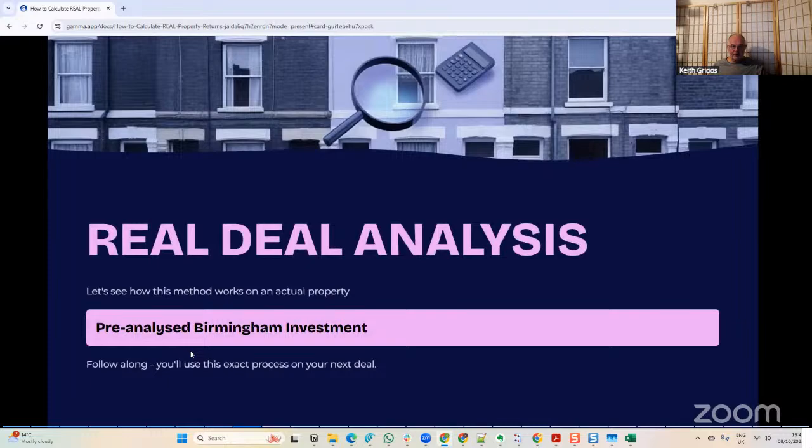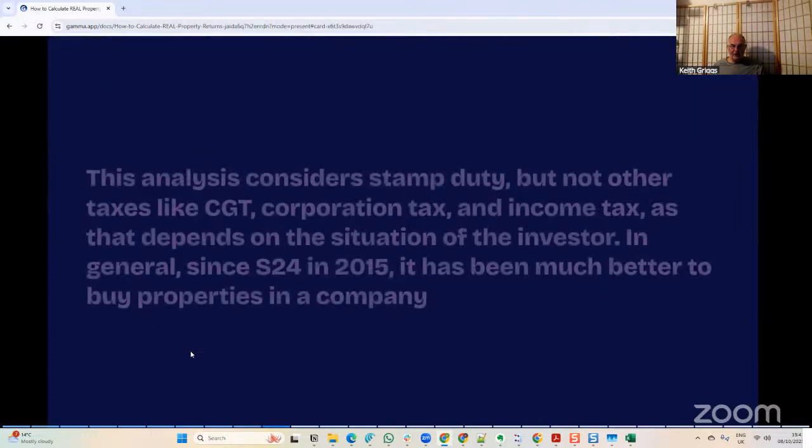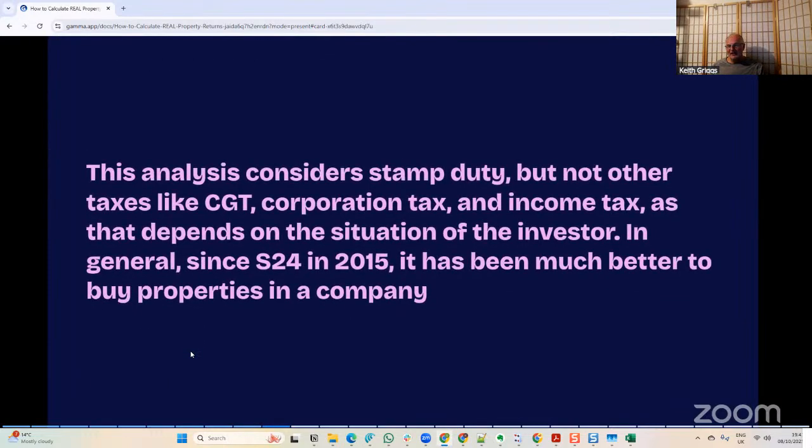So this is an actual property in Birmingham. With any analysis, you can go on forever. This example does consider stamp duty. Things change all the time. Maybe, if you're looking at this in a year's time, stamp duty may have changed, and all these other taxes. So it's more the principles I'm showing you now rather than the actual figures.